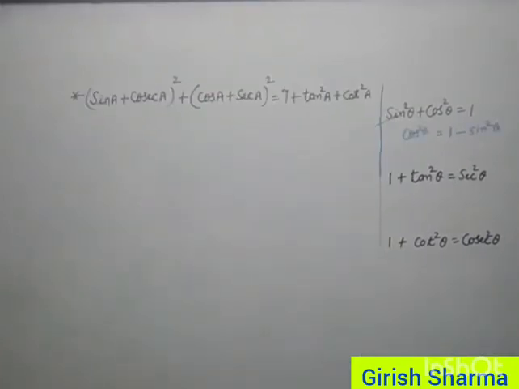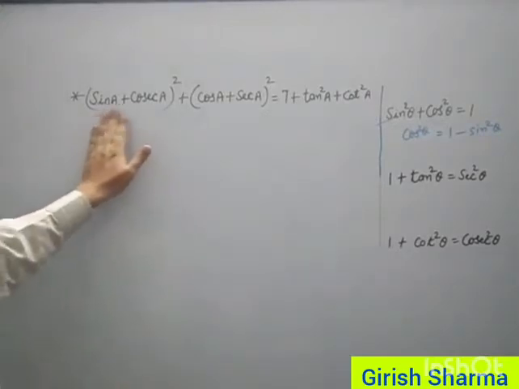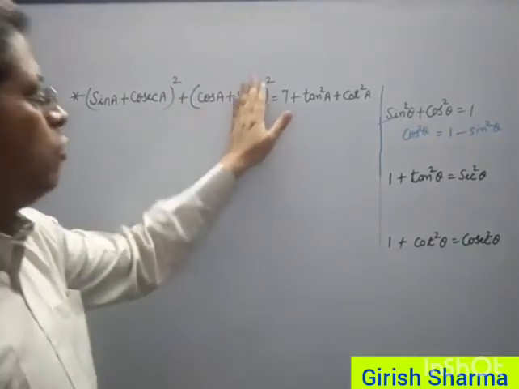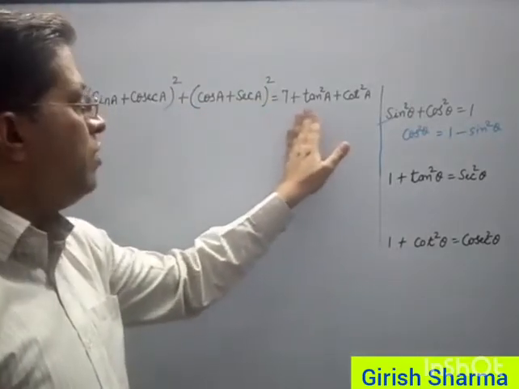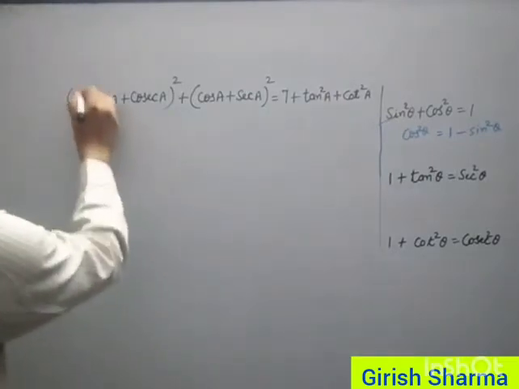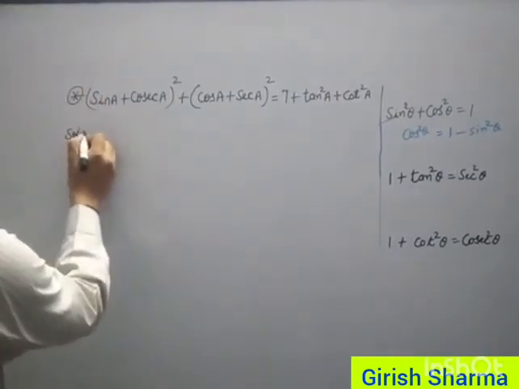Yes, come on here. This is our question. LHS part is this: (sin A plus cos A) whole square plus (cosec A plus sec A) whole square is equal to 7 plus tan square A plus cot square A. This is your question. Now I'm writing the solution.